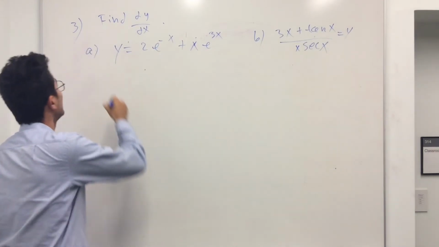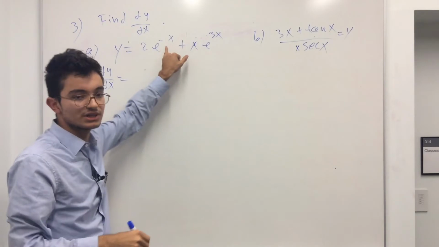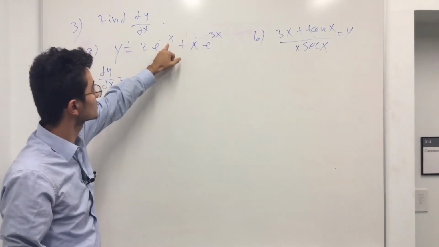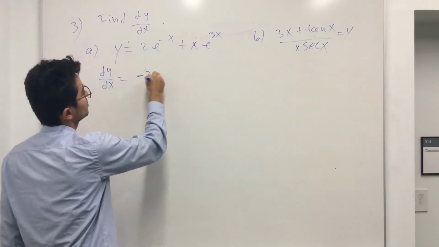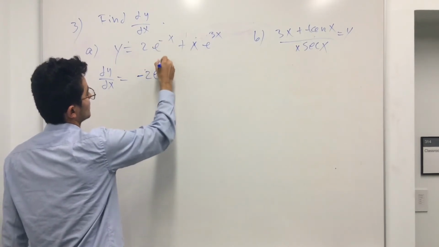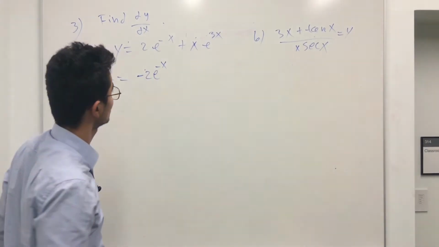That's equal to y. We're going to find the respective derivatives of each function. So for this one, dy over dx equals, here we use the chain rule. We take the derivative of the inside first. So the derivative of negative x is negative 1. So that's negative 2 e to the negative x, okay?